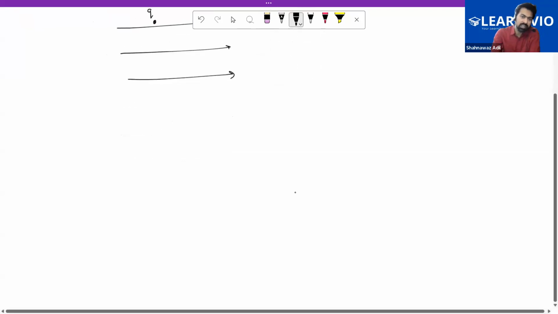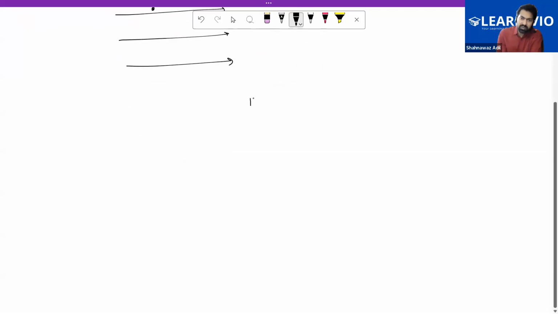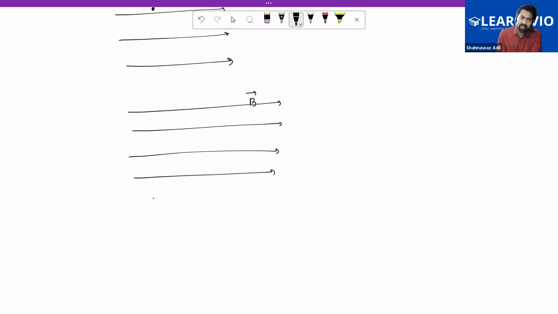Now, let's say the scenario is different, and we have a magnetic field, and some charge is moving with velocity v. Then what is the force? This is called the magnetic force, and this is defined as Q v cross B. This is what we call magnetic force.